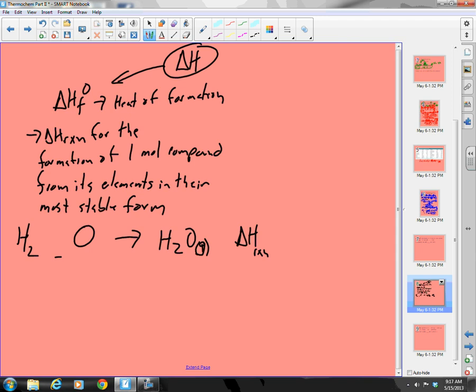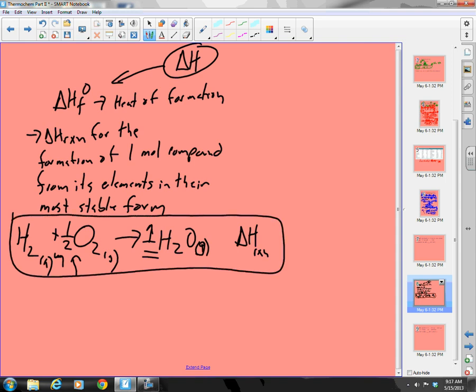Well, these guys are stable as diatomic. Plus gas, gas. There we go. We have to have this balanced. That requires a 1/2 here. Remember, I have to keep this as a 1 or else it's not a standard heat of formation. So I need a 1/2 coefficient here. It's kind of weird for us. In stoichiometry we rarely use 1/2, but for thermodynamics we use them quite often. So this would be my heat of formation number.